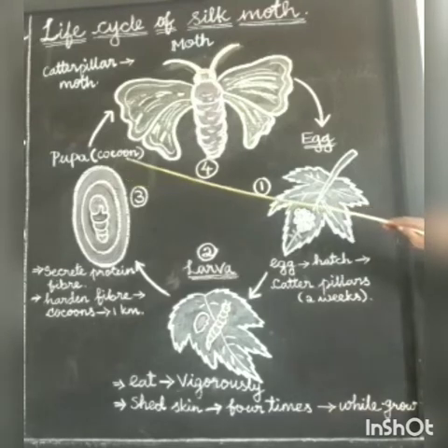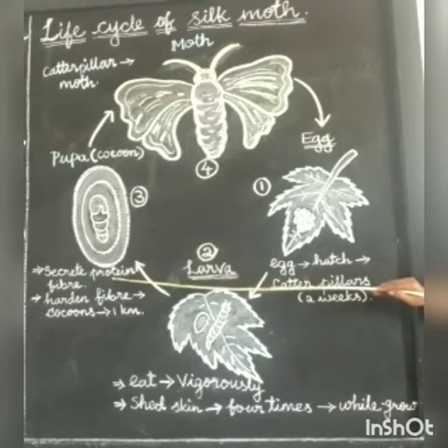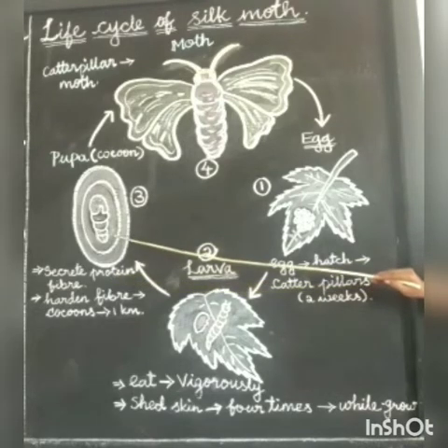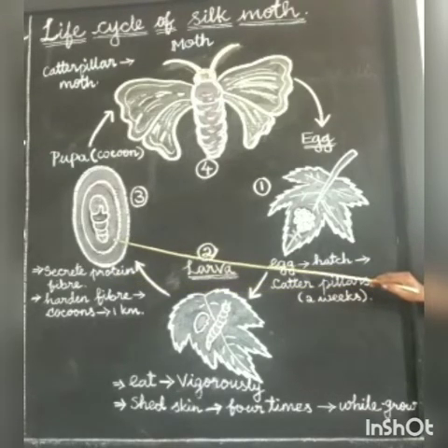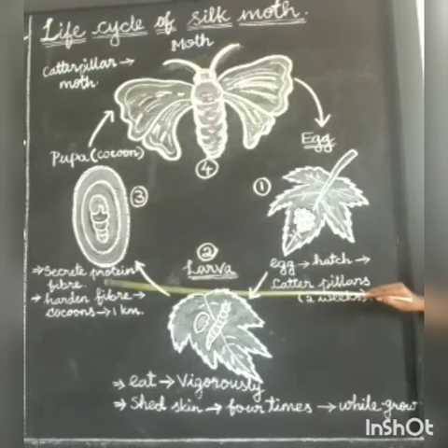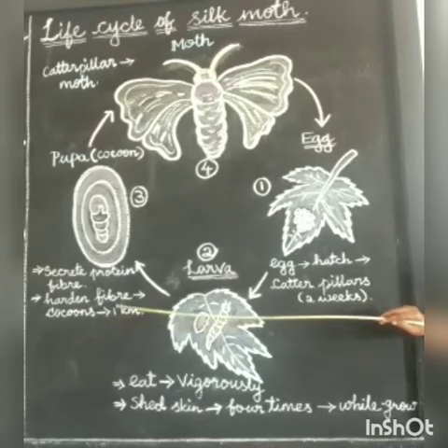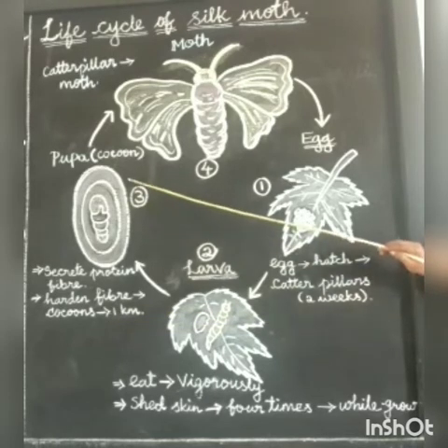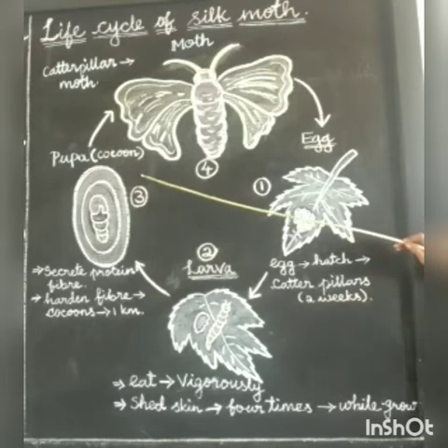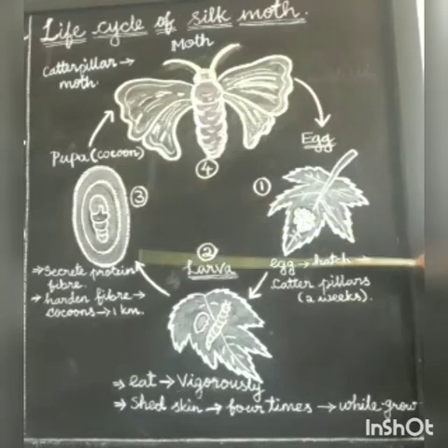Third stage. Once the caterpillars are about a month old, they stop eating. Thus, this stage is called the pupal stage. The pupa secretes protein fibers all around them. The fibers harden on exposure to air and form cocoons. Each cocoon is made of a single silk fiber around 1 kilometer long.